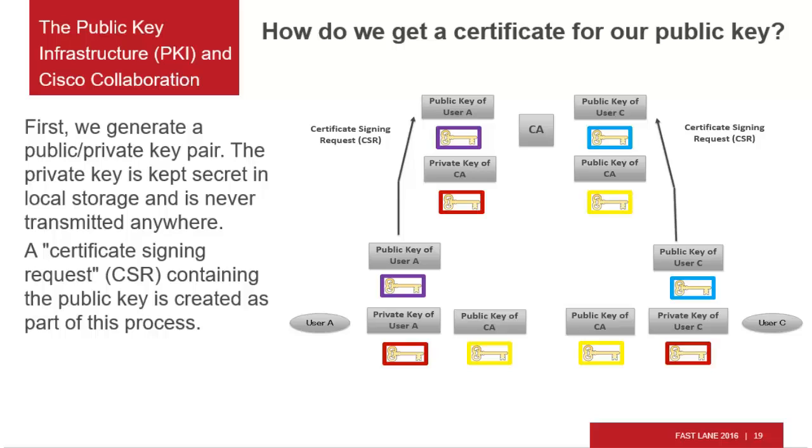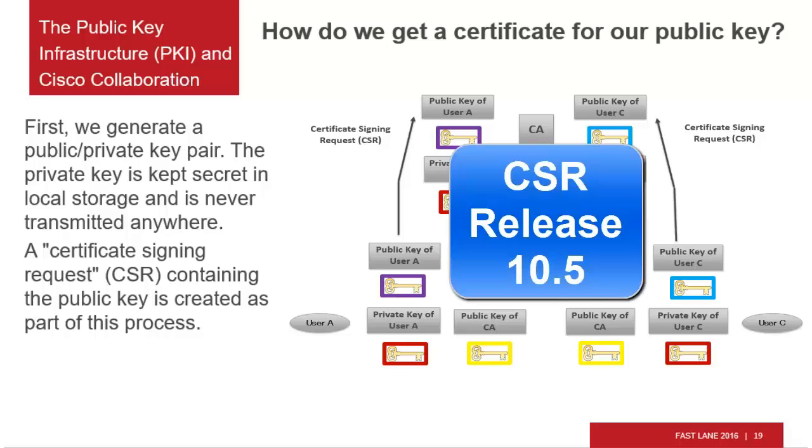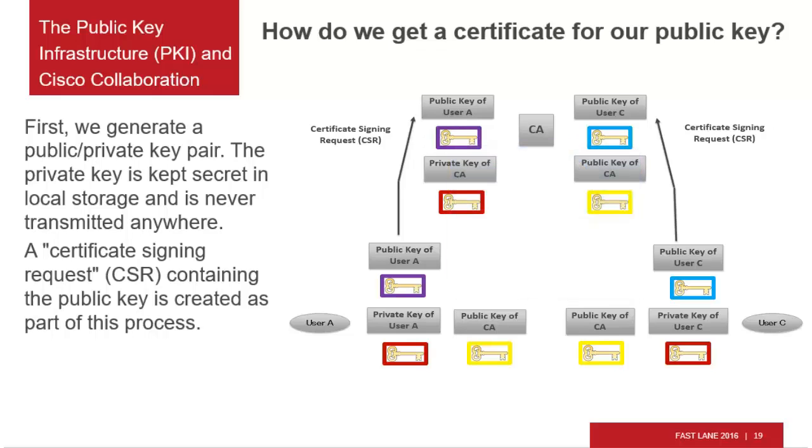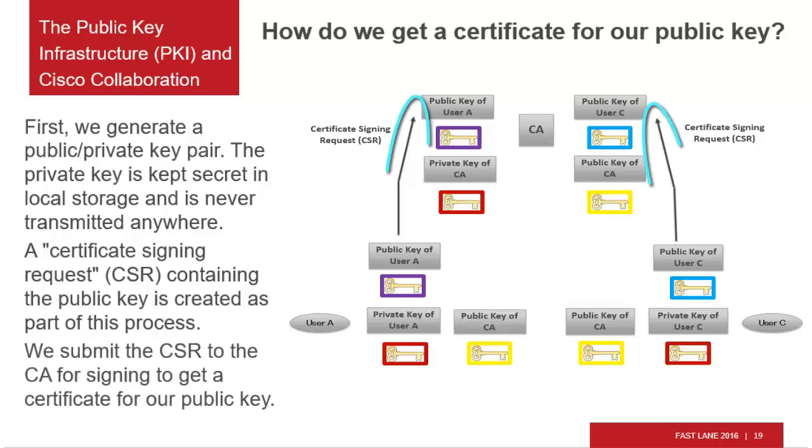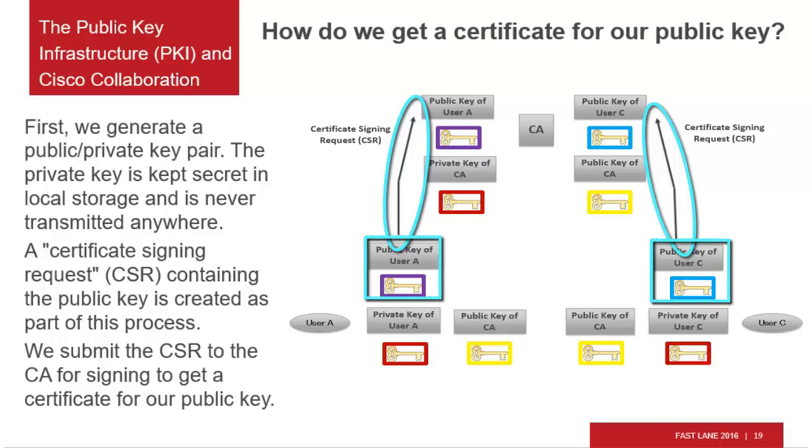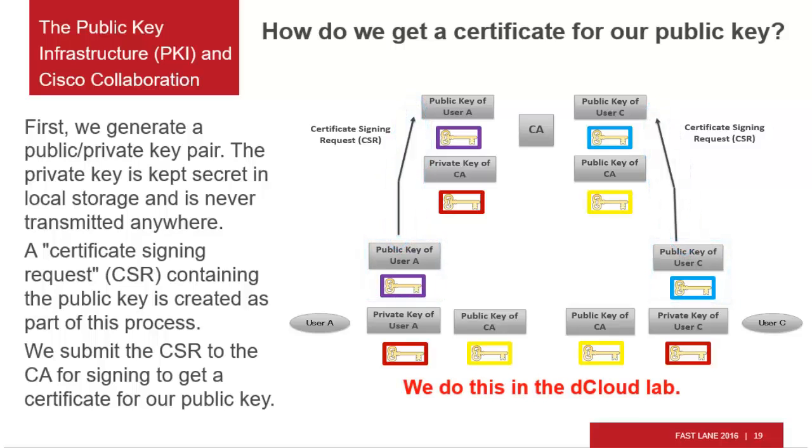CSRs for Cisco Collaboration applications specify the key type, the key length, and the hash algorithm. In Cisco Collaboration, as of Release 10.5, we can use multi-server certificates to specify the names of other servers in a cluster. We submit the CSR to the CA for signing to get a certificate for our public key. We do this in the dCloud lab.